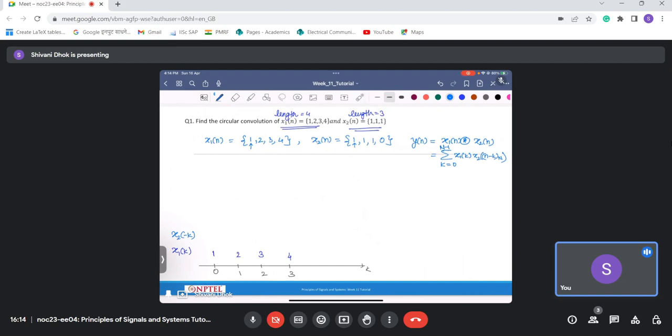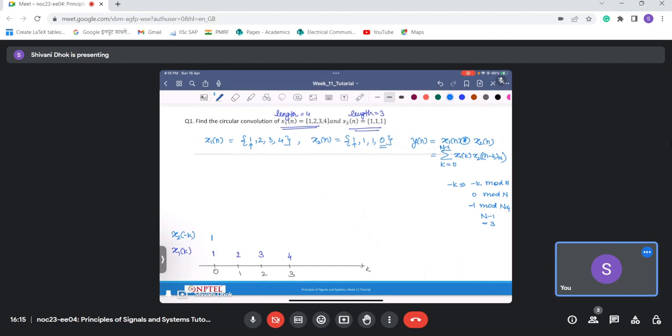So minus k implies minus k modulo N. If k is equal to 0, then 0 modulo N is 0, so this remains as it is. The 1 which is at 0 will appear here itself. Then minus 1 modulo N is basically equal to N minus 1, that is equal to 3, if N is equal to 4. So this is at 3.